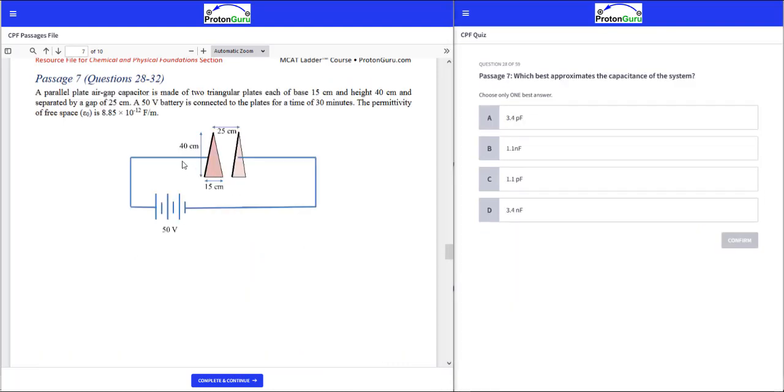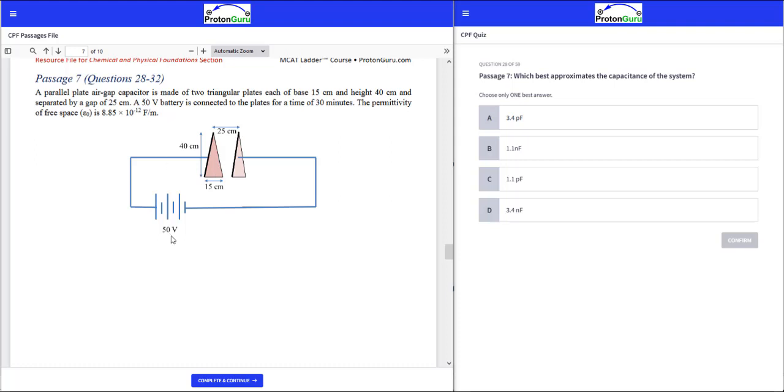So here we are on passage 7. This will cover questions 28 to 32. And you see it's a relatively short passage, not laying out a whole study, but it's laying out a scenario where most of the information is really in this passage. It's an air gap capacitor made of 2 triangular plates, and you know their dimensions, so you can figure out their areas. You know how far apart they are.